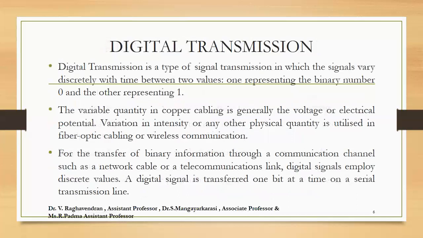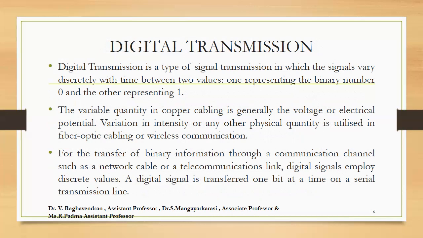Next one, digital transmission. Digital transmission is a type of signal transmission in which the signals vary discretely with time between two values. Here we are using two values. One is known as 0. The other one is represented as 1. Here one represents the binary number 0, and the other one represents the 1.